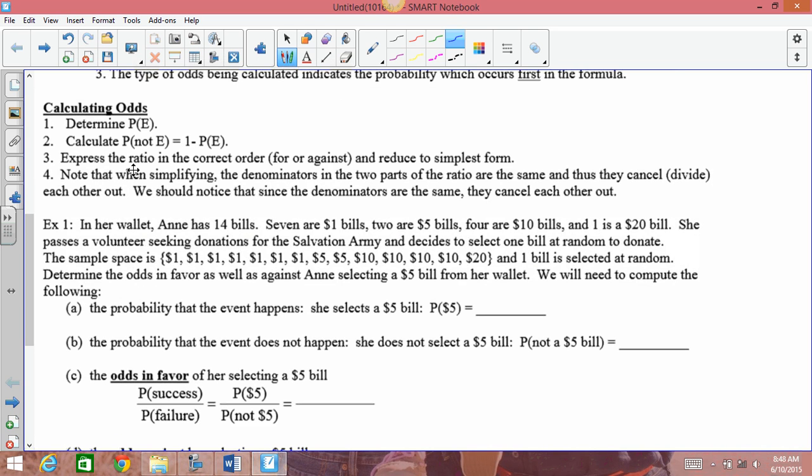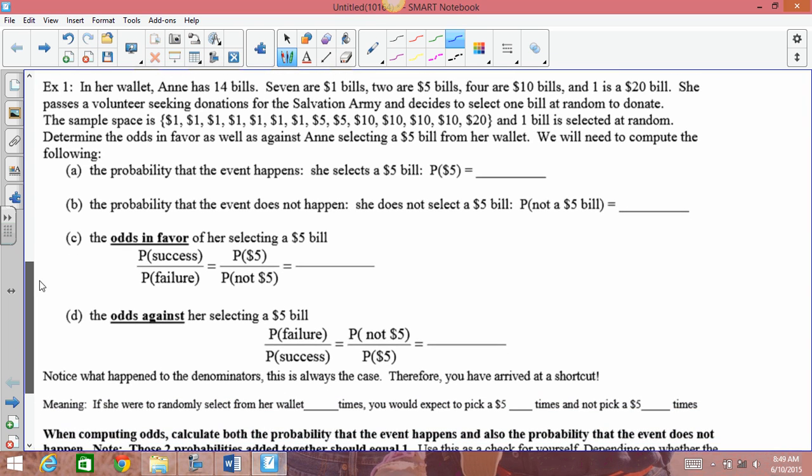Then you want to express your ratio in the correct order, for or against. Remember, for means that the success is first. Against means that the failure is first. I'm going to show you this first problem the long way, and then you're going to see that there's a shortcut that can be taken to simplify your calculations just a bit. So let's jump right in so you can see all of this play out.